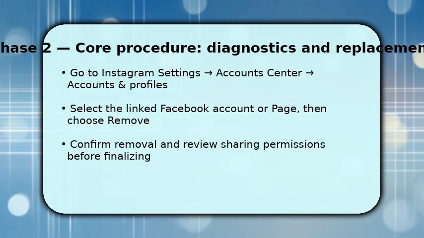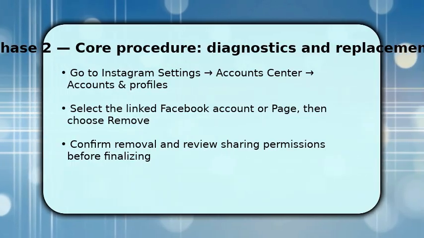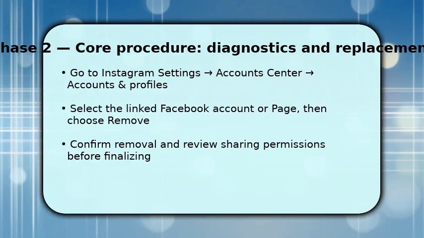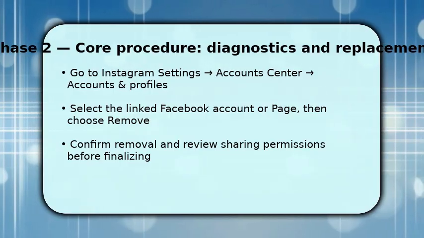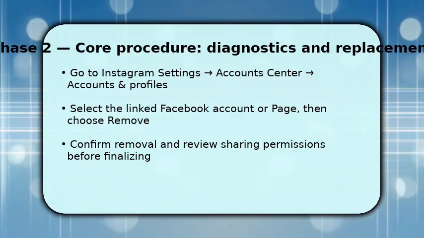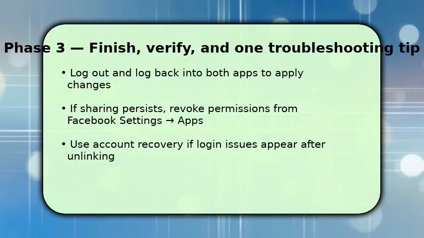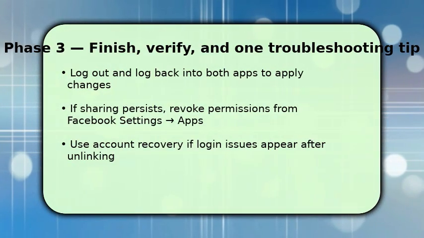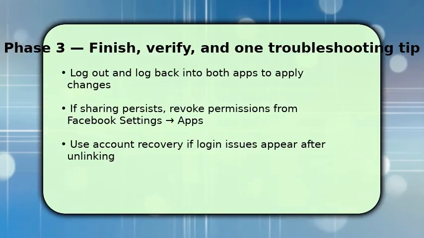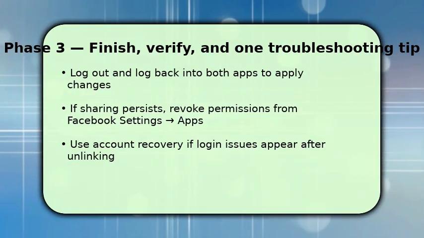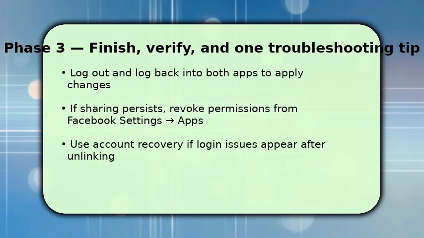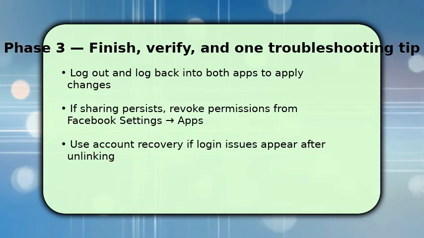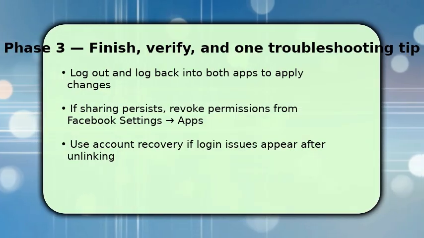Make sure you review which permissions are being revoked, because once removed, features like cross-posting and unified login will no longer work. After removal, log out and back into both Instagram and Facebook so the change propagates across devices. This clears cached links. If posts still auto-share, open Facebook settings, go to apps and websites, and revoke Instagram's permissions. Sometimes the permission survives the unlink.